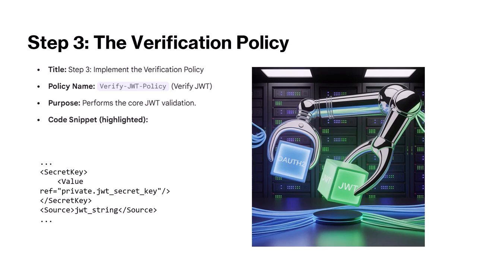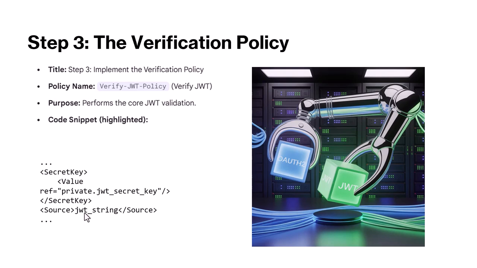Now this configuration here is very clean. For the secret key, we don't hard code a value. Instead we use the ref attribute, referencing the private.jwt secret key variable we created a moment ago in the previous slide. And for the source of the token, we point directly to our JWT string variable, which contains the pure extracted token. This ensures the policy only sees the data it needs to see.